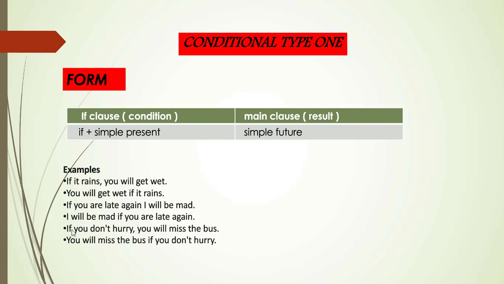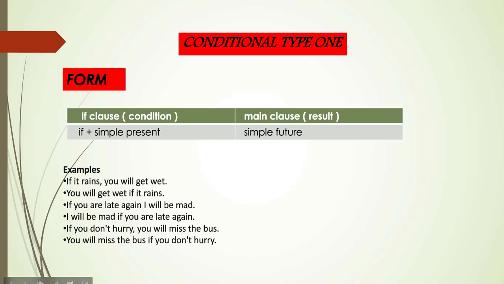Then for the third example we have "if you don't hurry, you will miss the bus". For the if clause we have don't hurry, which is simple present. In "you will miss the bus", will miss is simple future. Then we have another example: "you will miss the bus if you don't hurry". Here we change the arrangement of the if clause and main clause, starting with the main clause, and after that we have the if clause.